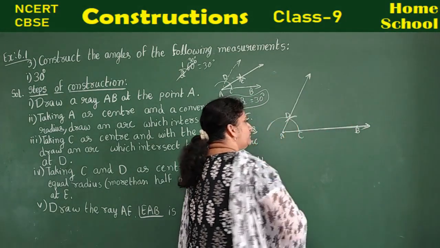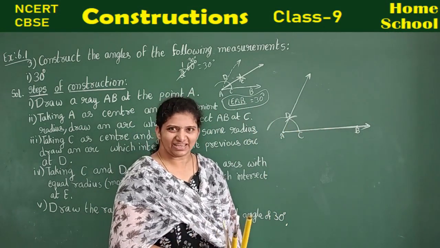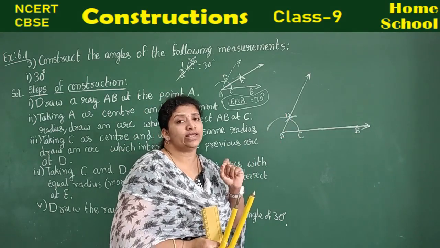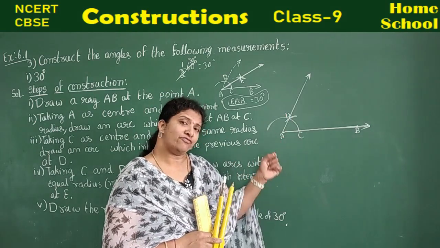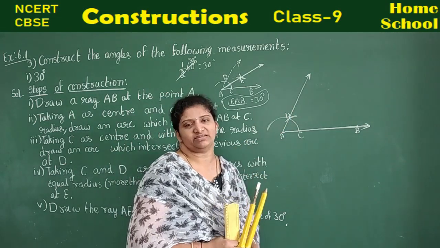Yes. Now what is the angle so created? It is 60 degrees. This angle so created is 60 degrees. I need only 30. 30 means what? Half of 60 degrees is 30 degrees. Now I need an angular bisector.